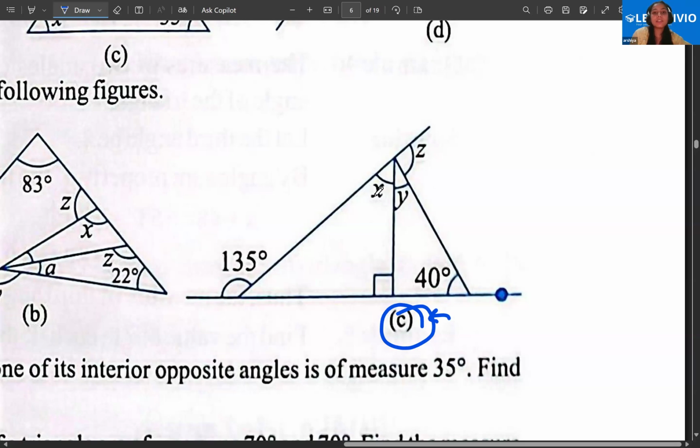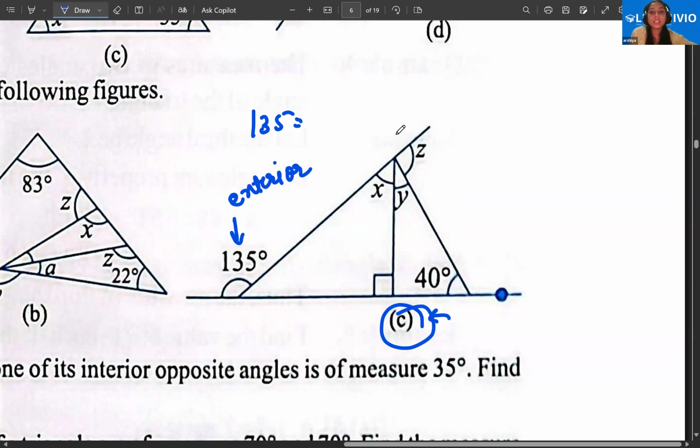Any ideas, Zainab? How will I find x? It's difficult. It's right in front of you. What is 135? It's an exterior angle, right? Yes, 135 should be equal to what? The exterior angle. Yes. But if you look inside the triangle, it is equal to what? What two angles should I get?